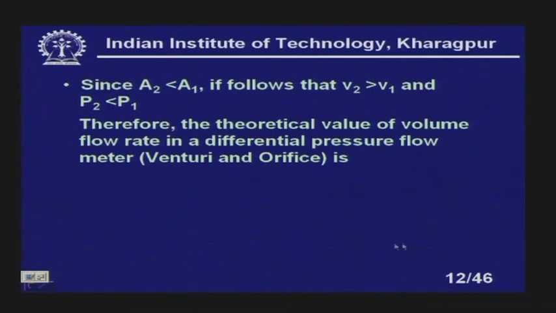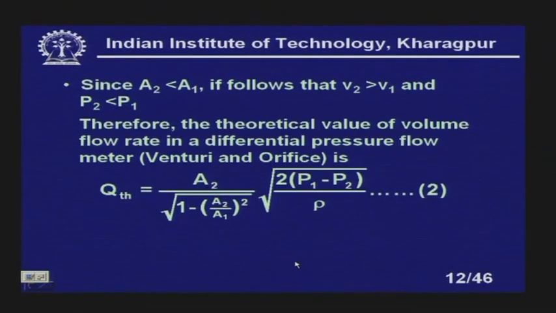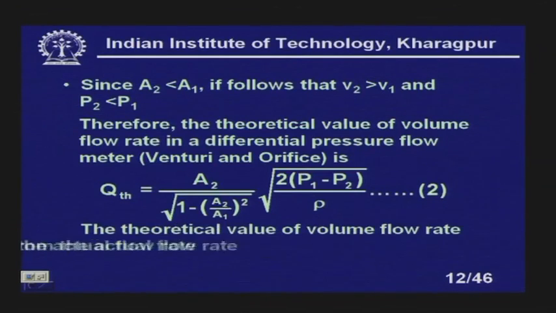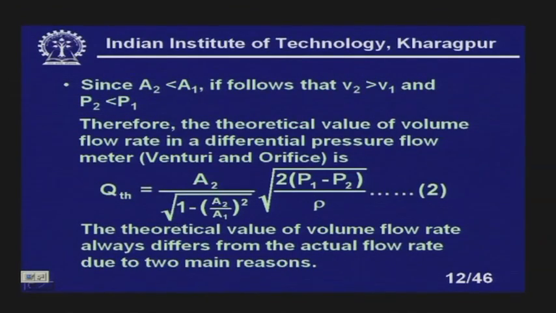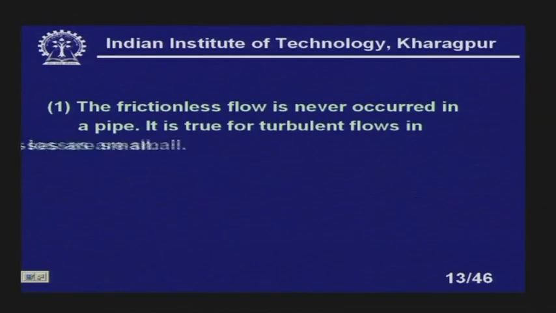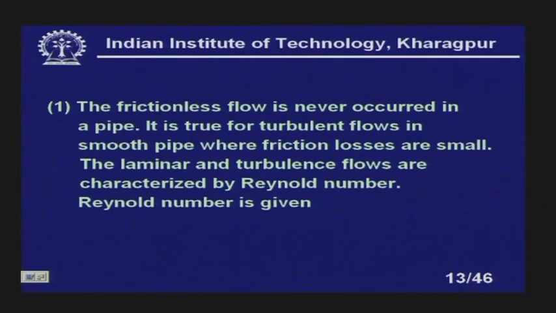Therefore, the theoretical value of the volume flow rate in differential pressure flow meters, both in the case of venturi and orifice, is Q theoretical equal to A2 upon the square root of (1 minus (A2 upon A1) square), times the square root of 2 (P1 minus P2) by rho. This is equation number 2. The theoretical value of the volume flow rate always differs from the actual flow rate due to two main reasons. I am calling it theoretical because we will find that we have to multiply by some discharge coefficients to get the actual volumetric flow rate.